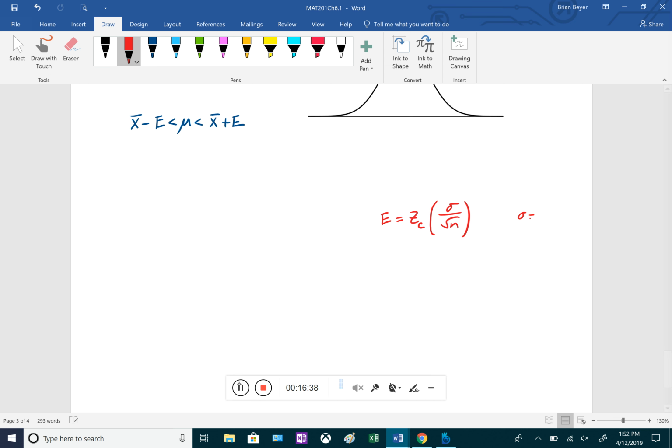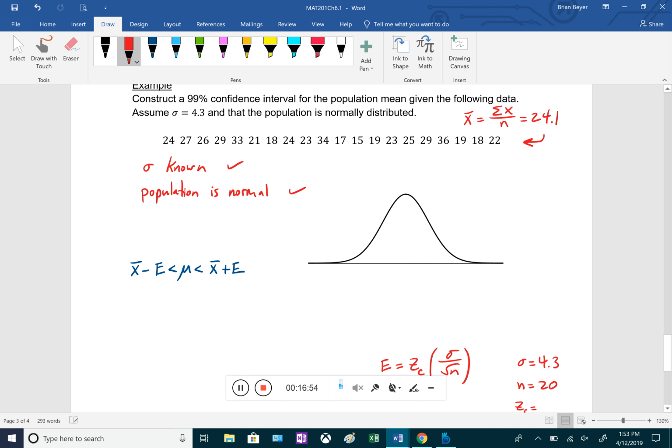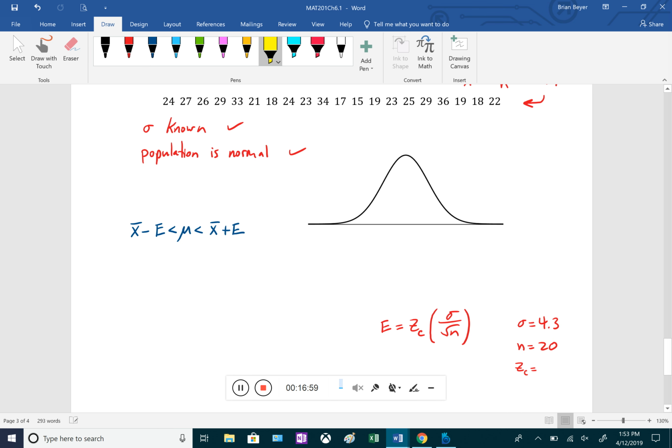Sigma is 4.3. N is the number of data entries, which was 20. And we need that z value. We find that z value based on the confidence level, which was 99%. So what that means is we're going to find the z-score such that 99% of the area falls between negative z and positive z.